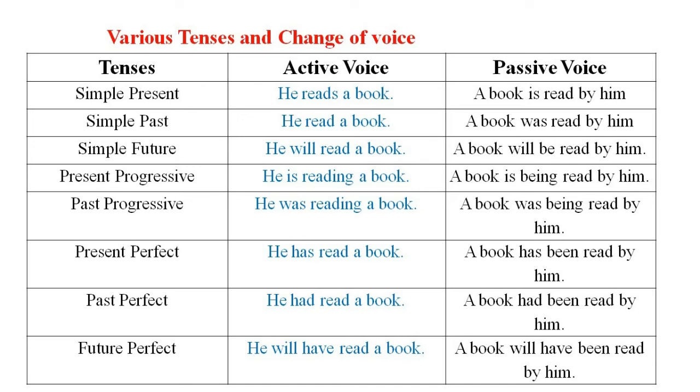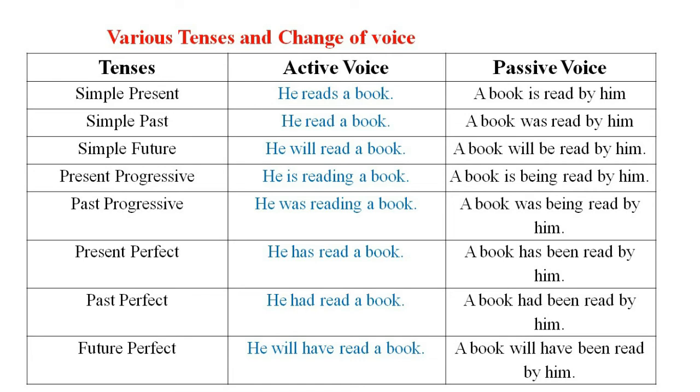Present progressive, which means present continuous tense: "He is reading a book," "A book is being read by him." Past progressive, which means past continuous: "He was reading a book," "A book was being read by him." Present perfect: "He has read a book," "A book has been read by him." Past perfect: "He had read a book," "A book had been read by him."